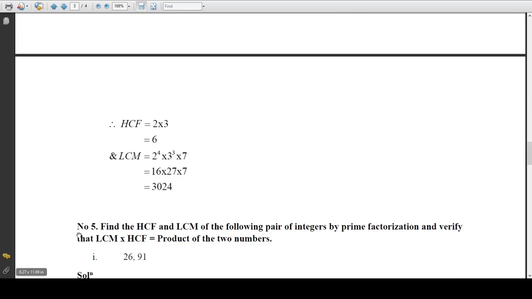Okay, the only thing that you have to remember here is the note that I've given to you. What is HCF? How we'll find out the HCF, and how we'll find the LCM. LCM will be the product of each prime with highest power, while HCF is the product of common prime with the lowest power. Clear? Now going to the next number, number 5.